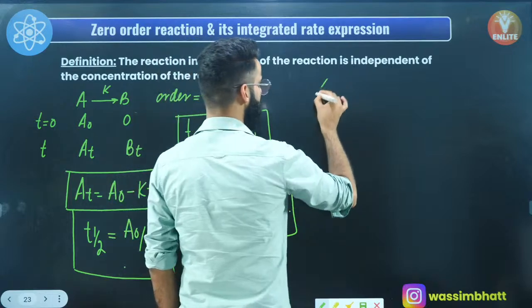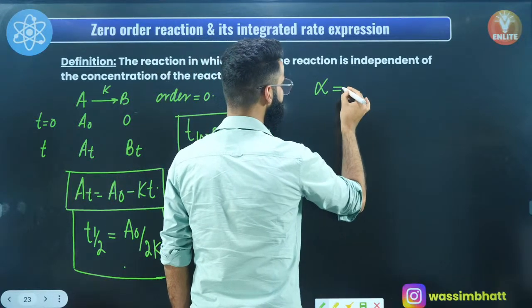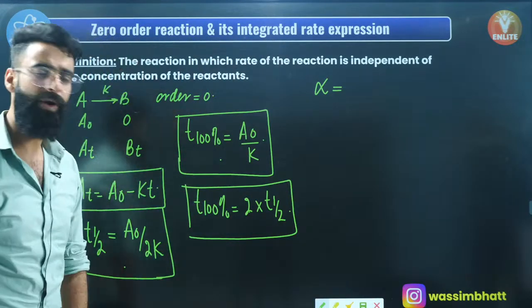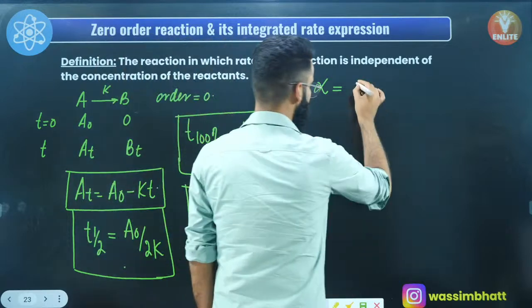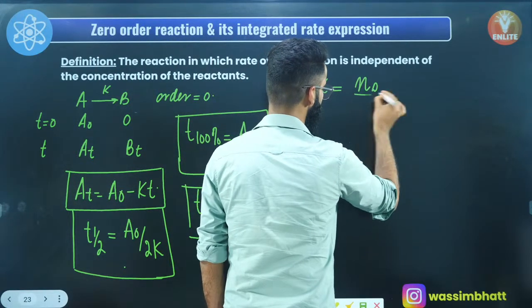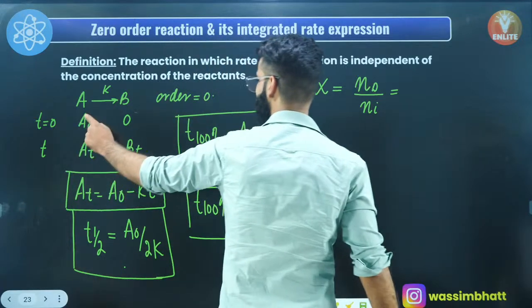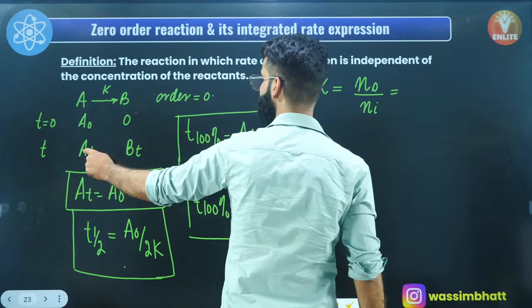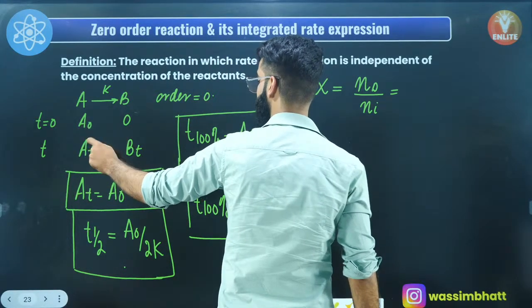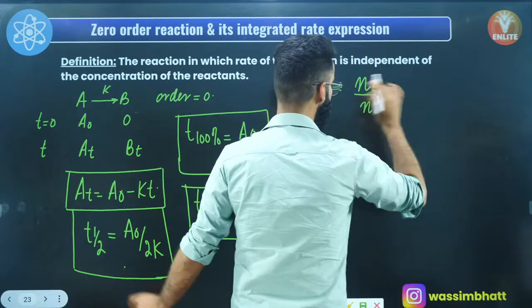Then comes one more parameter, that's alpha. Alpha means degree of dissociation. How do I calculate degree of dissociation, my dear people? Number of moles of reactants dissociated into products divided by initial moles of reactants. So initially I had some A_0 moles of reactant. At time t, there are A_t moles of reactant left.